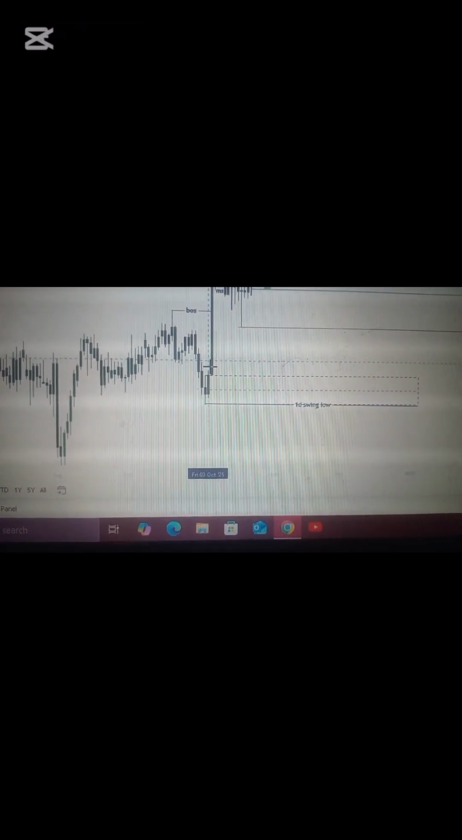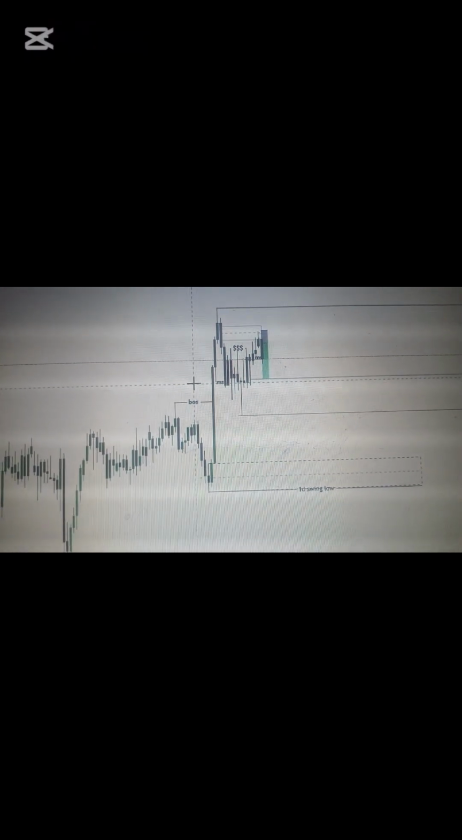Here on my 1 day time frame, we could see that around September 25, GJ actually gave us a very massive bullish run. You yourself can see it. GJ gave us a very massive bullish run, and since then we've been expecting a pullback.